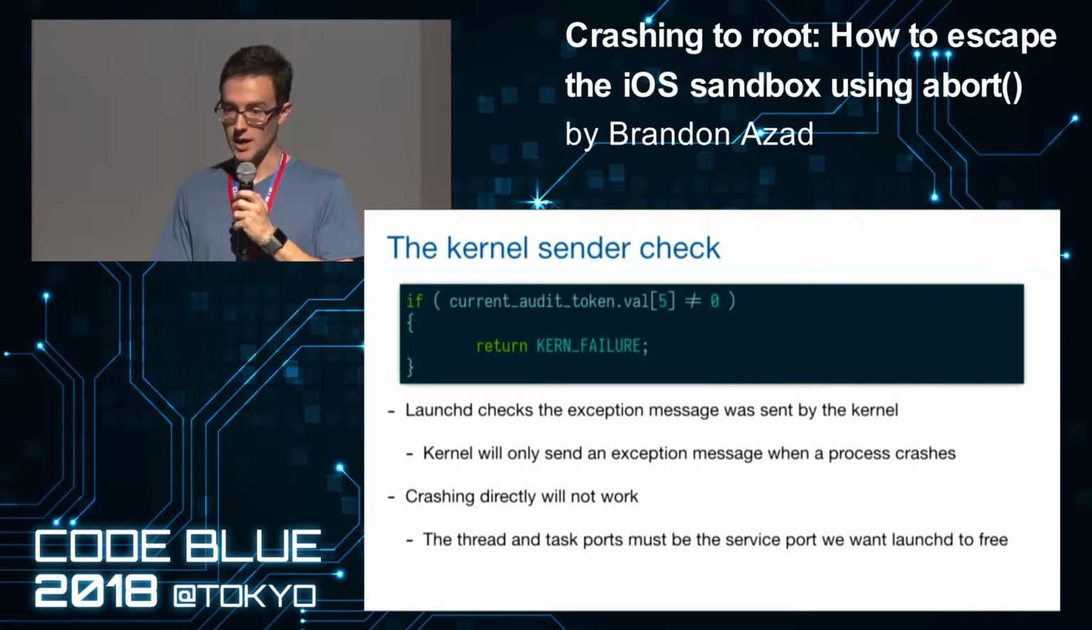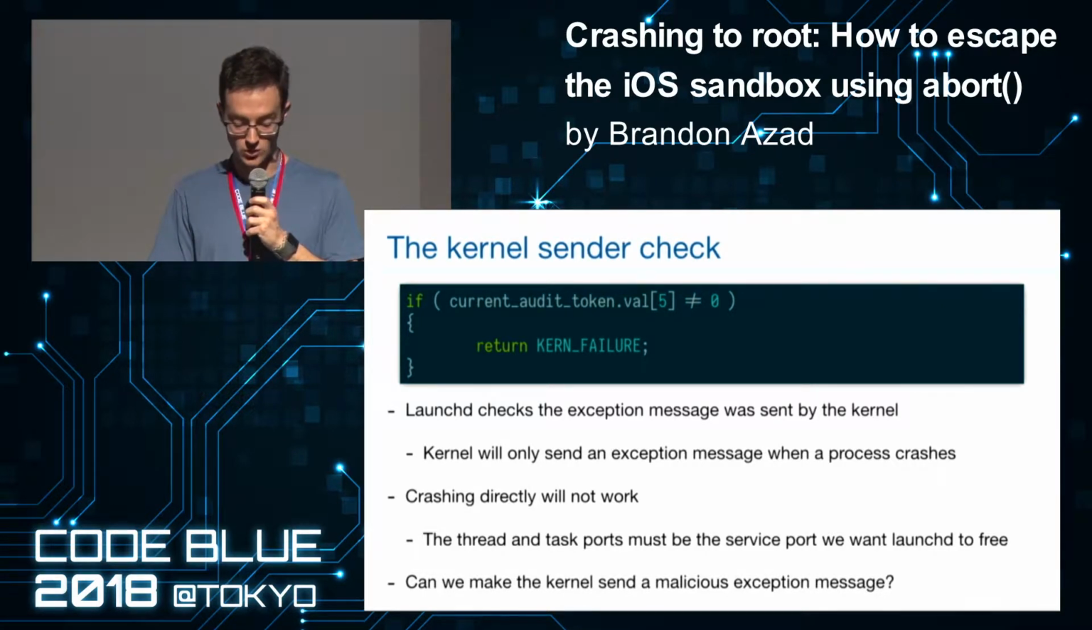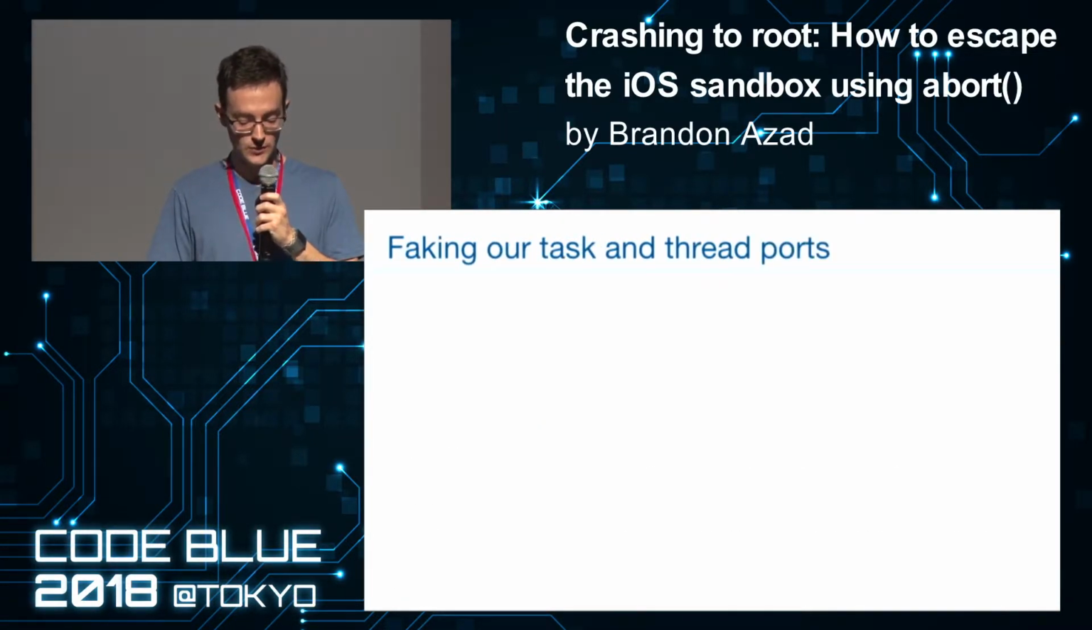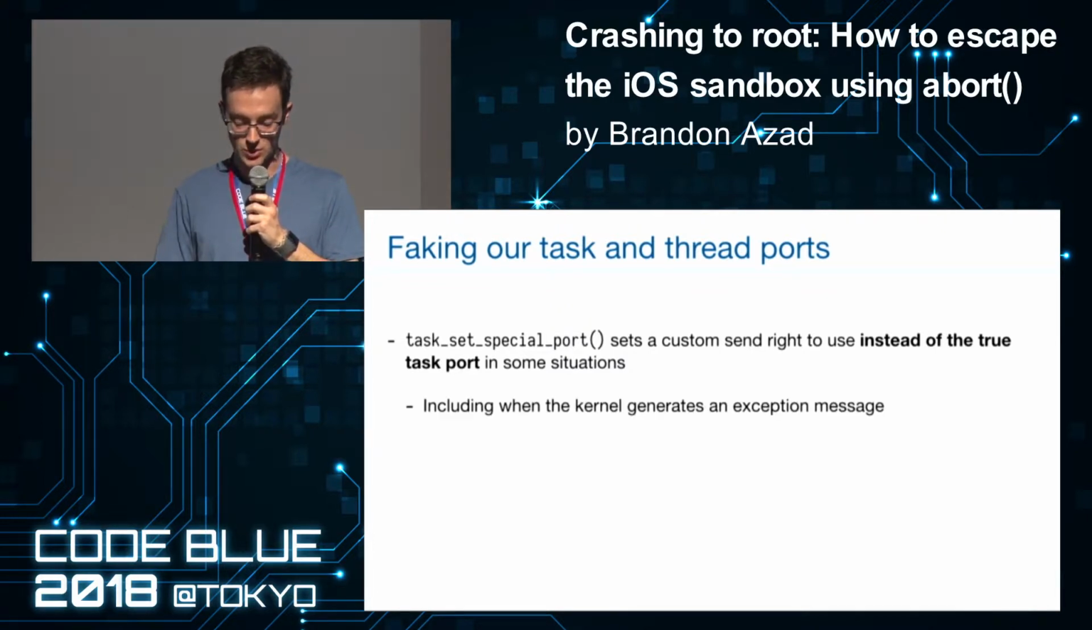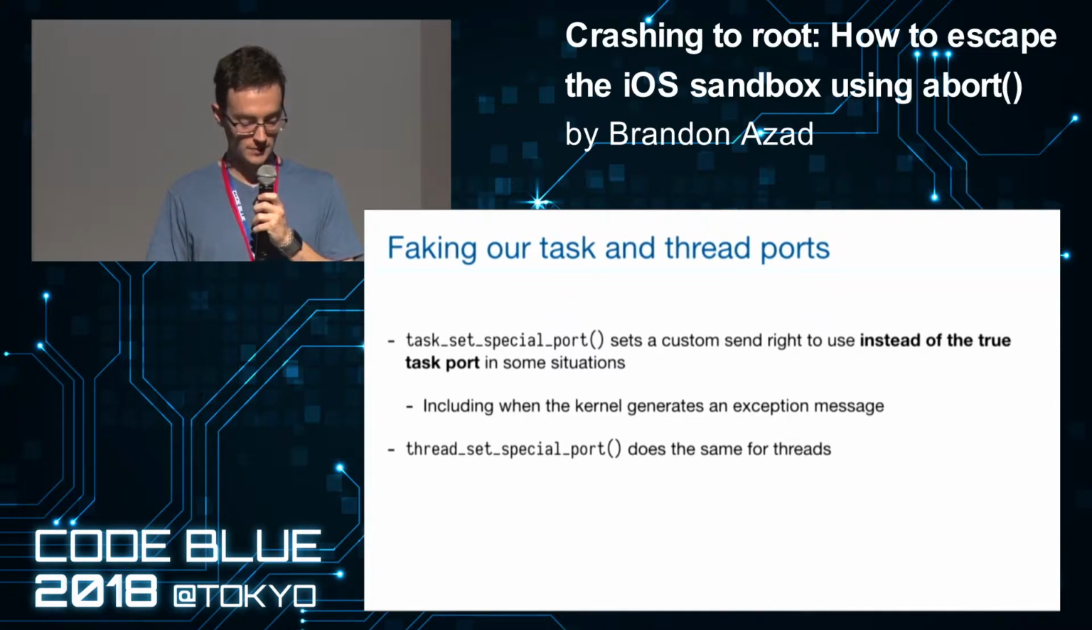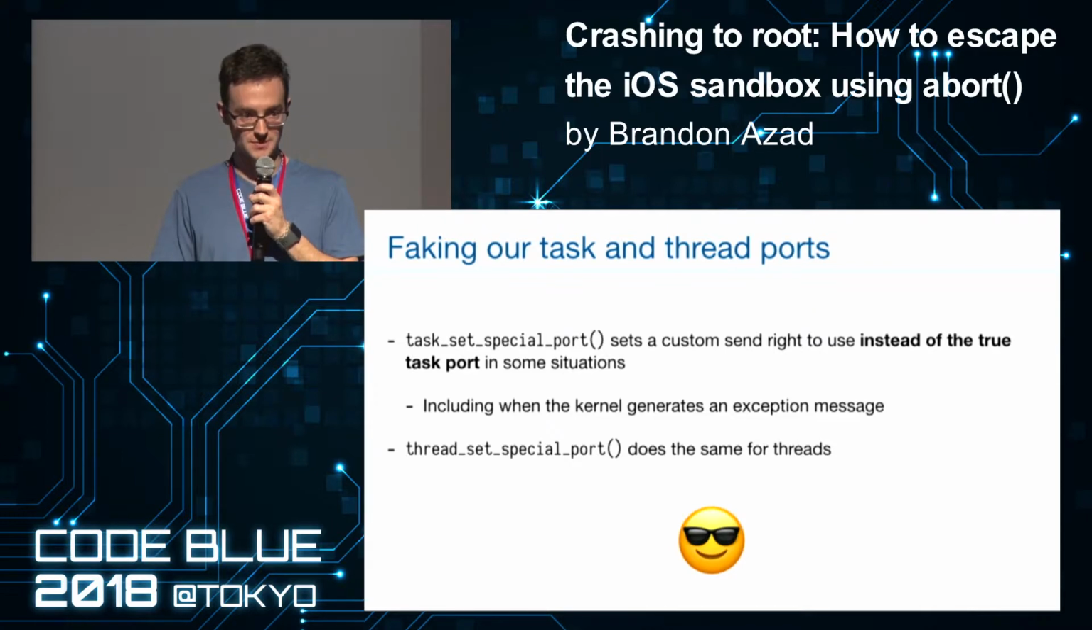So at this point, exploitability hinges entirely on one question. Can we make the kernel send a malicious exception message? The answer isn't obvious, but after some digging, I discovered that the Mach function task_set_special_port can set a custom send right for the kernel to use in some situations, including, as it turns out, when the kernel generates an exception message. And conveniently, there's a parallel API, thread_set_special_port, that does the same thing for threads. So at this point, we're in business.